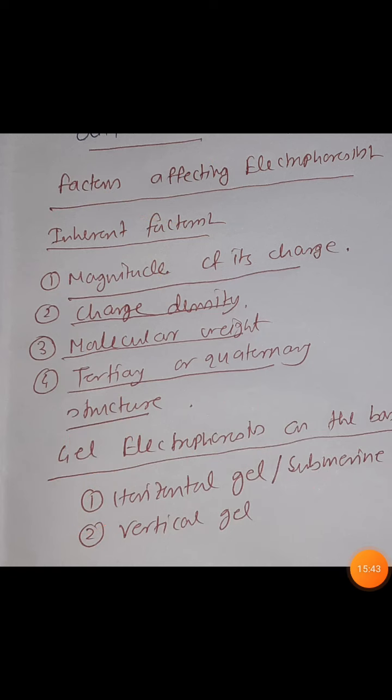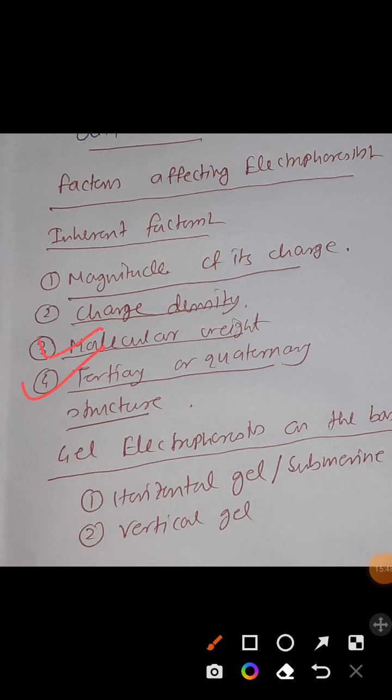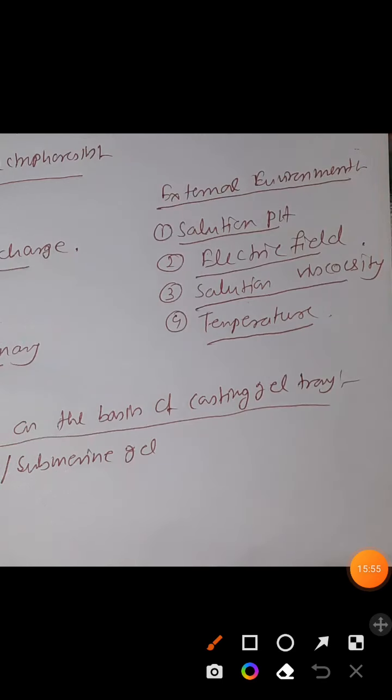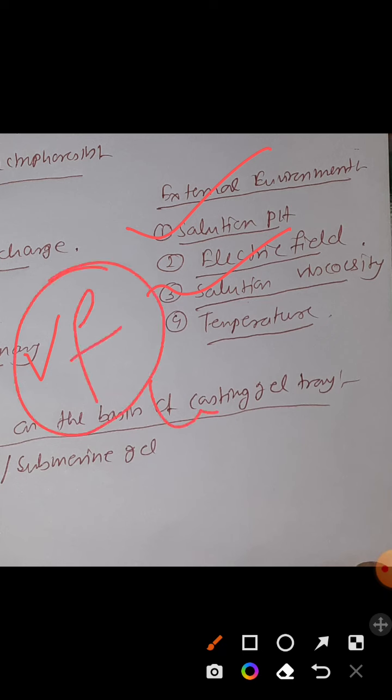That is why the tertiary and quaternary structure also play an important role, along with molecular weight, charge density and magnitude of the charge. And the external environment is also important, because we have just discussed the solvent pH. So solution pH is important, solution viscosity is important, because viscosity in turn determines the frictional coefficient, which in turn determines the frictional force that opposes the migration. Temperature is important, electrical field is important, right?